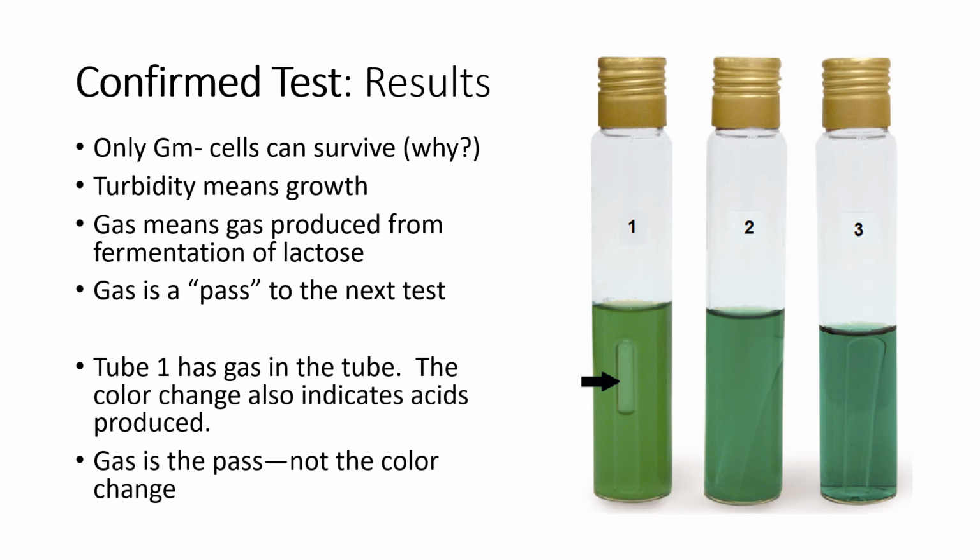All right, that brings us to tube 1. Tube 1 has, first off, color change, which lets me know some acid has been produced and the brilliant green has changed color. But a change of color is not the pass. What's my pass? Oh, that's right, gas. Gas is my pass. So here we go. I have got gas here. Now, what do I know about tube 1? I've got a gram negative because I have survival. And not only is it a gram negative, it is a lactose fermenter with gas production. Oh, that's awesome. This is my pass.